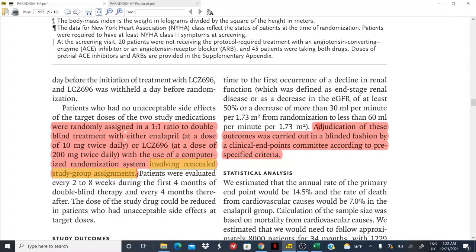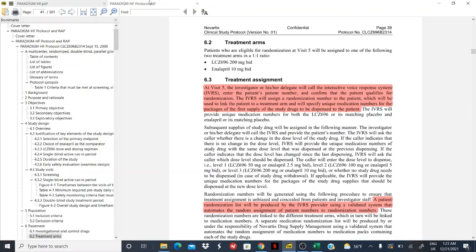Concealed study group assignments does imply that the randomization sequence was concealed, that the investigators did not know it ahead of time. But let's say I want to take a look at a bit more detail. Let's say I'm not comfortable with this wording enough, and I want to take a look at what they really did. So I'm just going to get the protocol from the New England Journal of Medicine website. And I've already downloaded it, and you can download it from there if you want to follow along.